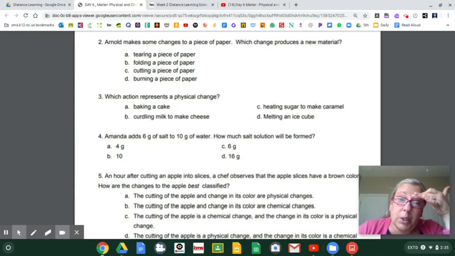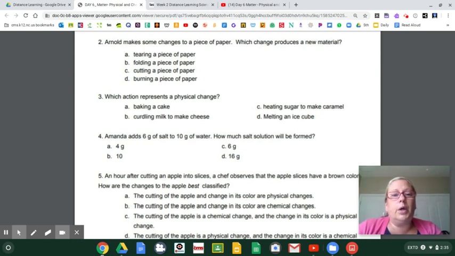Right? B says curdling milk to make cheese. I don't even know if I know what curdling is, except I really do, but you probably don't. All right, so if milk is curdling, that's kind of the same as the other question in number 1. Cottage cheese has curds in it. Curds are when solids form out of a liquid. And do you remember when we made butter? We shook it up and we ended up with liquid buttermilk and a solid, and we knew that was a chemical change. So I feel like curdling milk is making a new substance just like when we made butter.